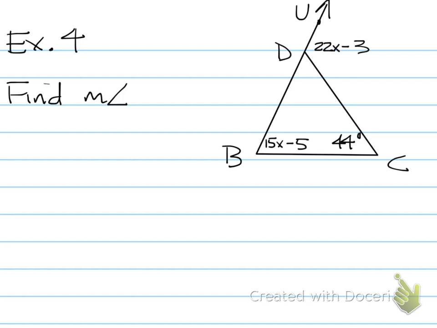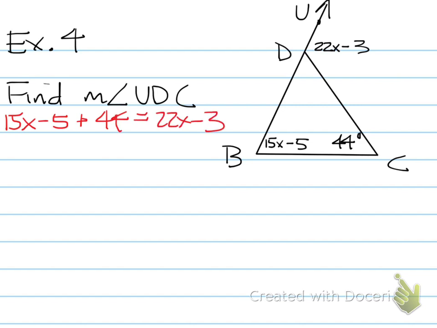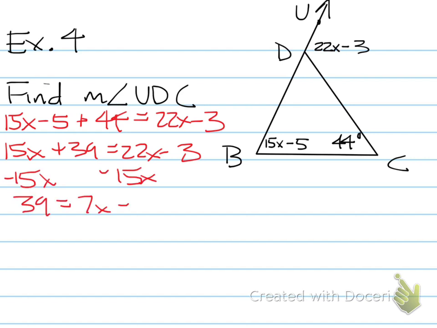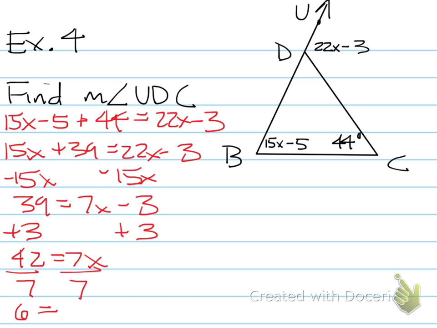Again, add the two remote interior angles, set it equal to the exterior angle. Combine the like terms. We want to get the variables on the same side, so we're going to subtract 15x from both sides. And then add 3 to both sides. Lastly, divide both sides by 7. We get x equals 6.